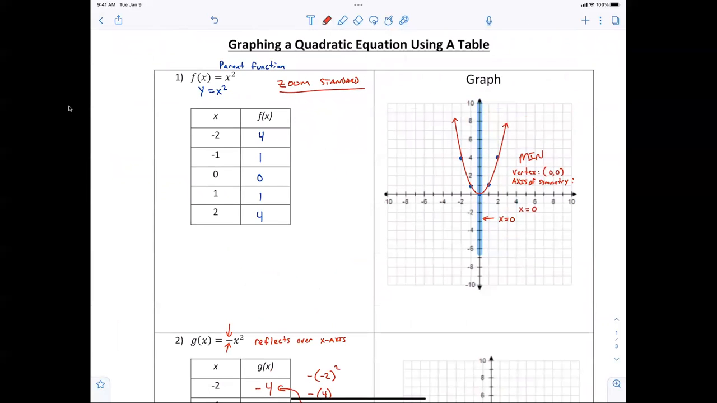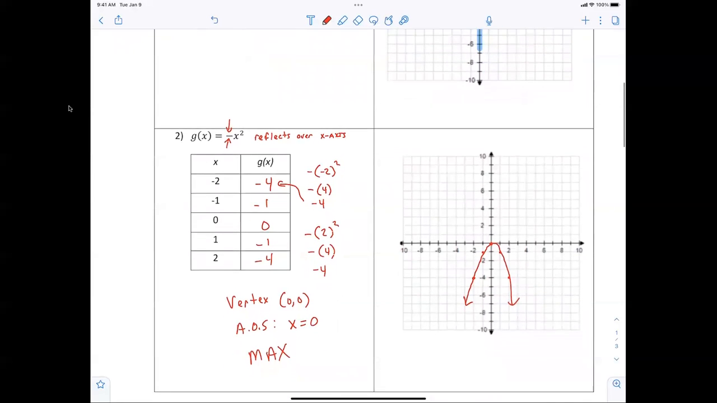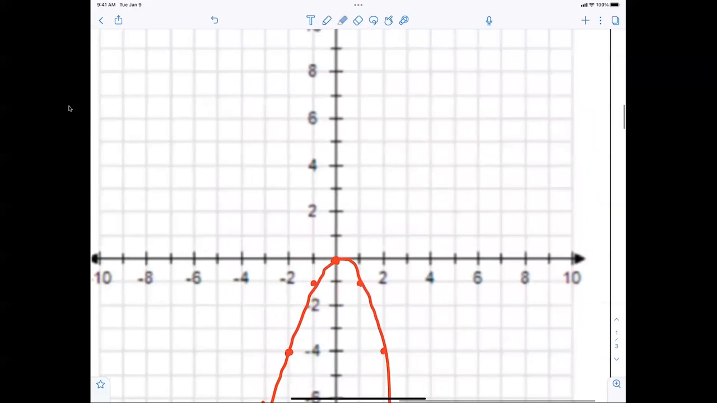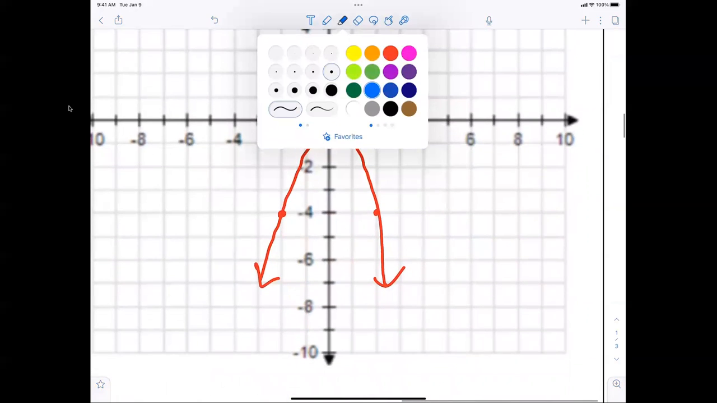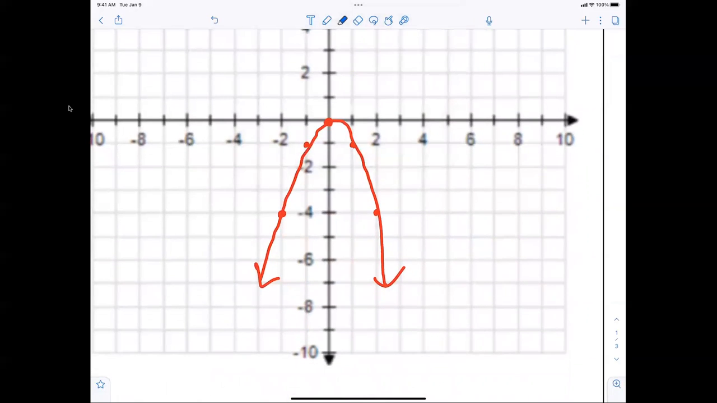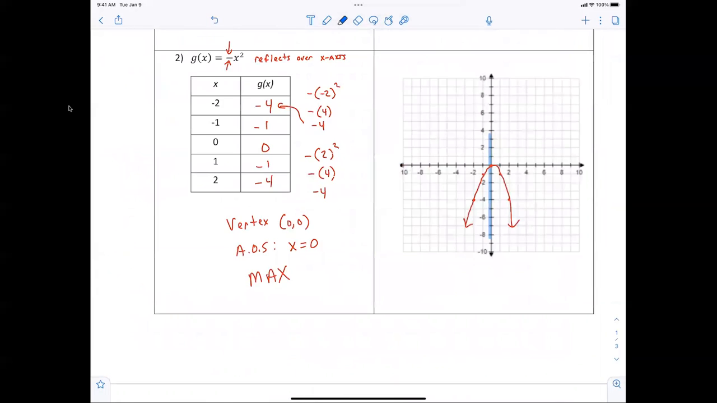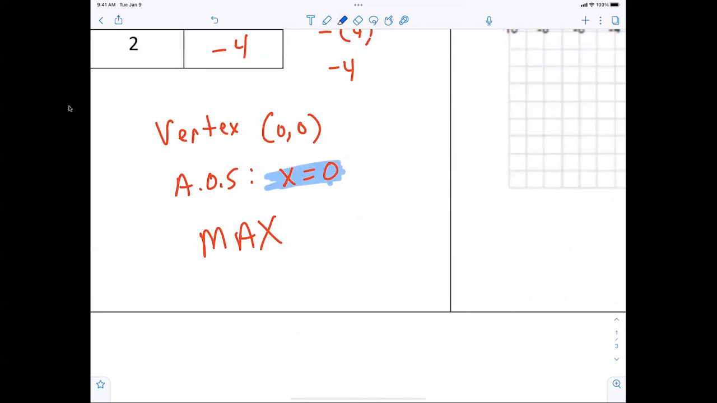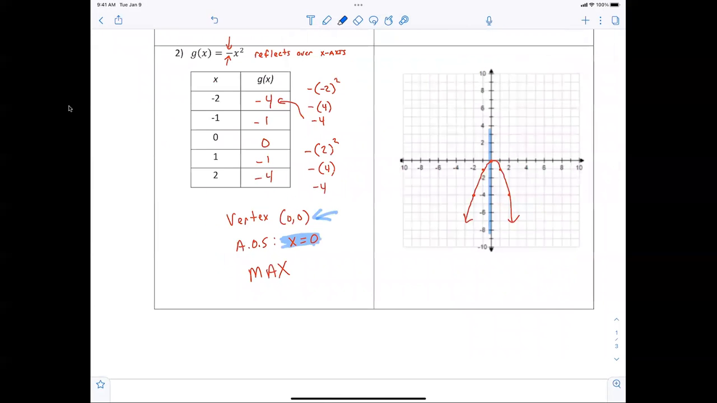I'm confused between the vertex and the axis of symmetry. The axis of symmetry is just a line. The vertex is a point. Listen to what I just said, everyone. The axis of symmetry is a line. The vertex is a point. You hear me? X equals 0 is a vertical line. This is a point. The vertex is a location. The axis of symmetry is a line.